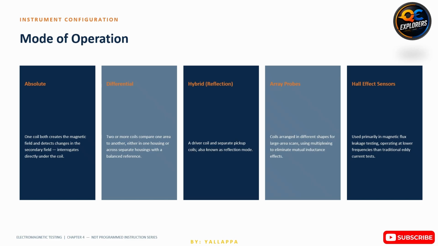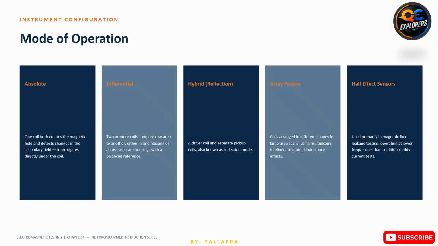The first operating mode is the absolute mode. In this configuration, a single coil performs two functions. It generates the primary magnetic field and simultaneously detects changes in the secondary magnetic field produced by the eddy currents. Since the same coil both excites and senses the response, the instrument measures the electromagnetic condition directly beneath the probe. Absolute mode is commonly used for measuring wall thickness, detecting corrosion, and evaluating gradual changes in material properties.